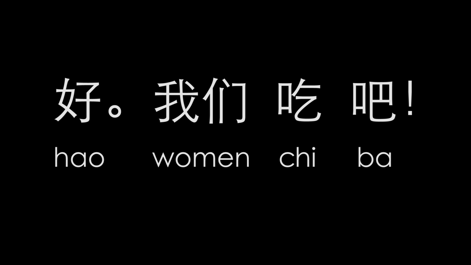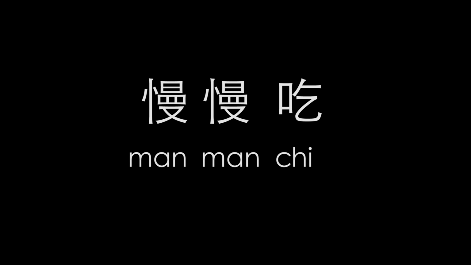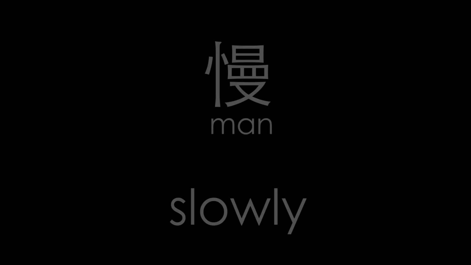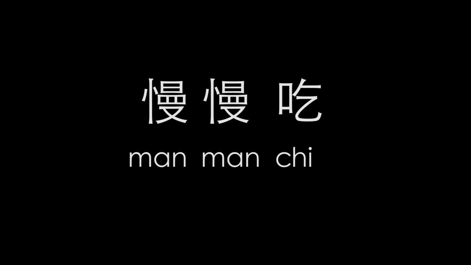好，我们吃吧。I say, 好，我们吃吧. Okay, we eat. With ba at the end, I make that imperative more friendly. Let's eat. Wawa says, 慢慢吃. Enjoy your meal. 慢, that means slowly. In other words, enjoy your meal in Chinese is slowly, slowly eat. 慢慢吃.